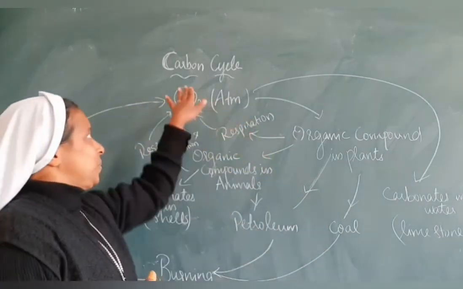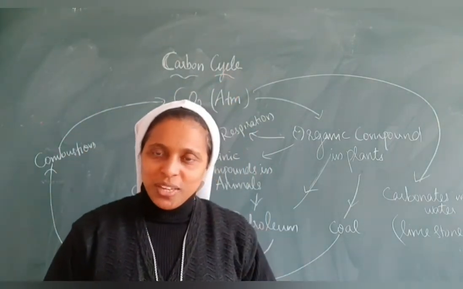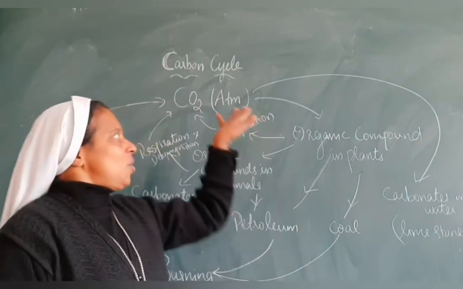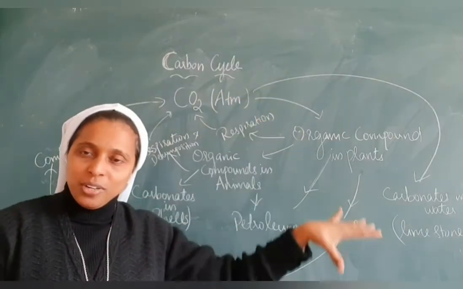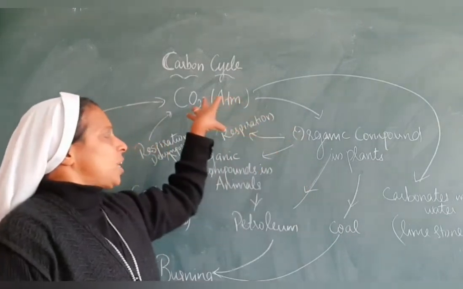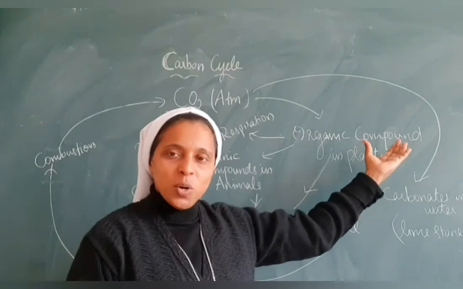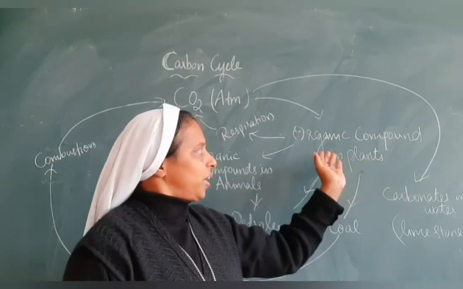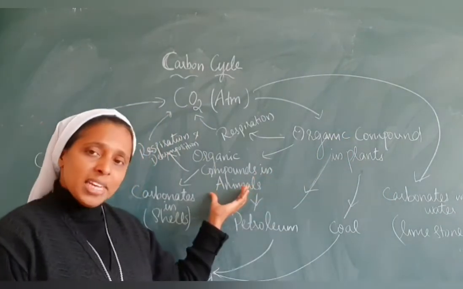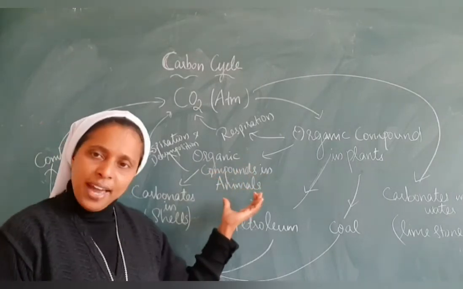So, the carbon cycle. We know that carbon dioxide is present in the atmosphere. Now, how this carbon dioxide is circulated between the biotic as well as the abiotic factors, we are going to discuss. Carbon dioxide is absorbed by the plants. Now, organic compounds are formed in the plants, and these are consumed by the animals. So the organic compound is now in the animals.